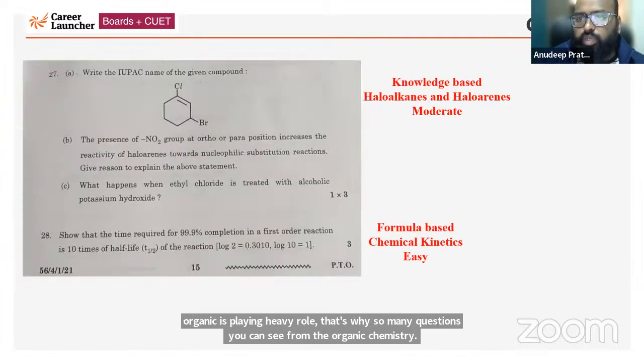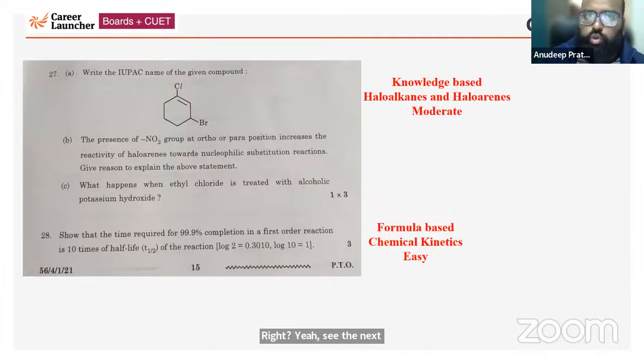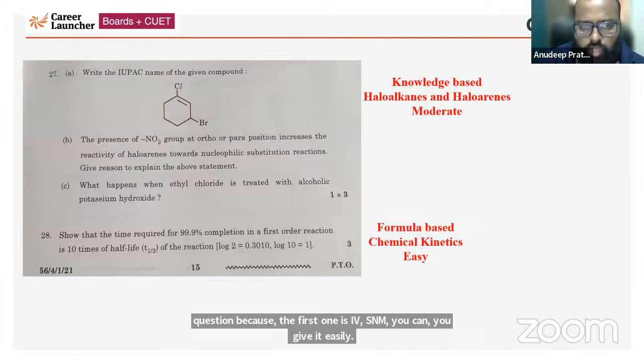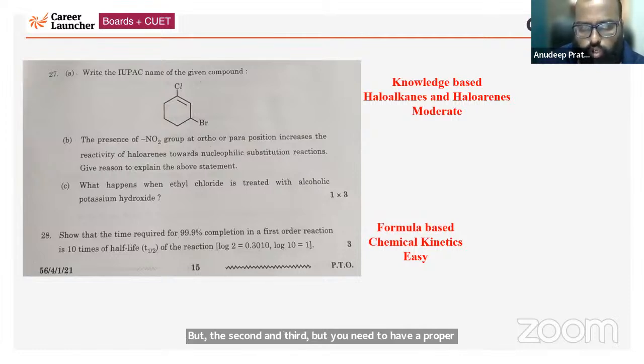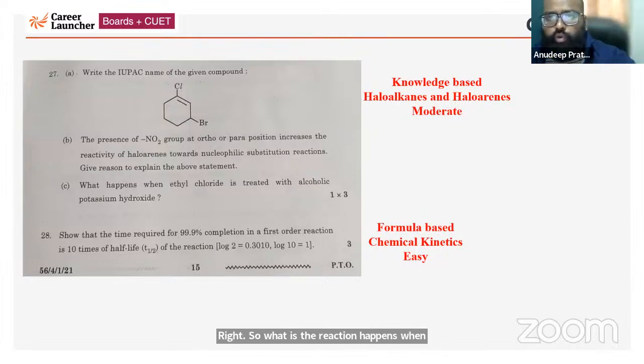Yeah, see the next one again, haloalkanes, haloarenes, another organic question. Third question, I think, from haloalkanes, haloarenes. I'll say this is a moderate question because the first one is IUPAC naming, you can give it easily. But for the second and third parts, you need proper knowledge about what electron withdrawing groups are and what electron donating groups are, right? And what reaction happens when alcoholic OH is added. If you have that proper knowledge, then only you can do that question. Okay, so that's why I have given this question as moderate, right?